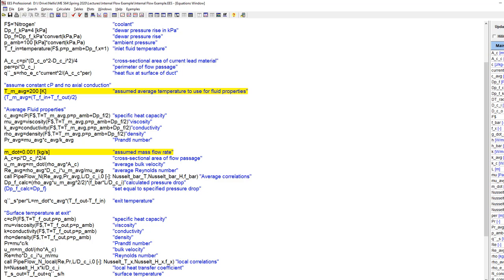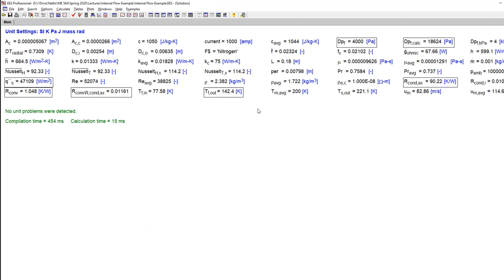Then I can use the average friction factor to calculate the pressure drop. And if I do that, what I should see here is that the pressure drop I calculate is 18.6 kilopascal. The pressure drop I actually have is only 4 kilopascal. So obviously the mass flow rate that I assumed here is quite a bit too big, right? So what I'm going to do now is update my guesses.